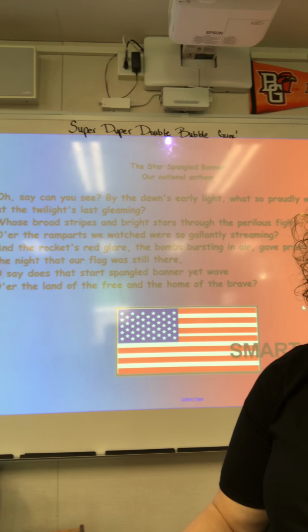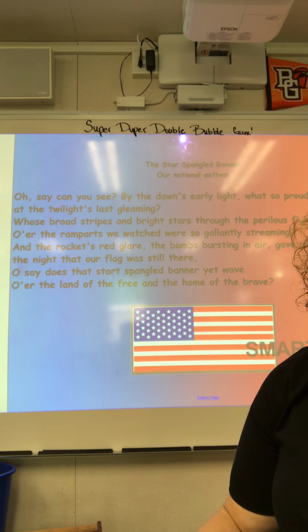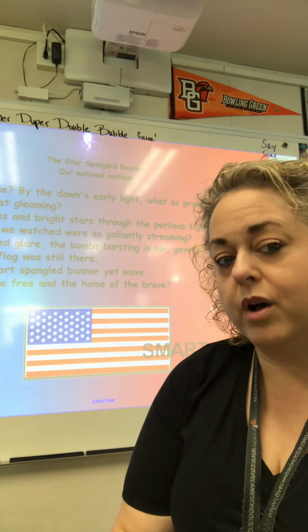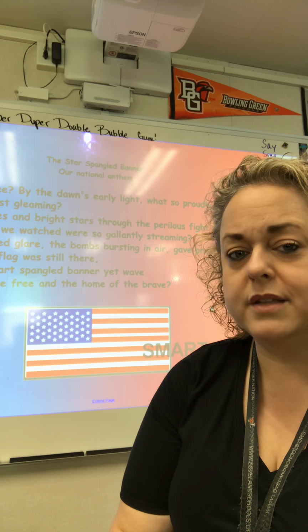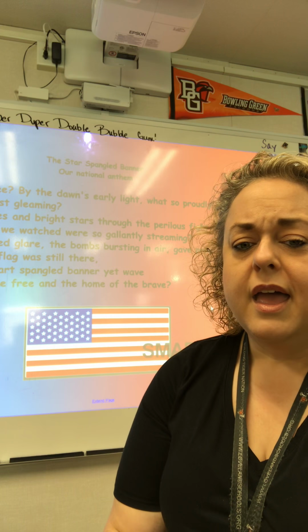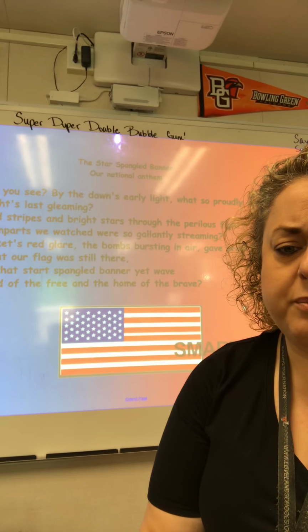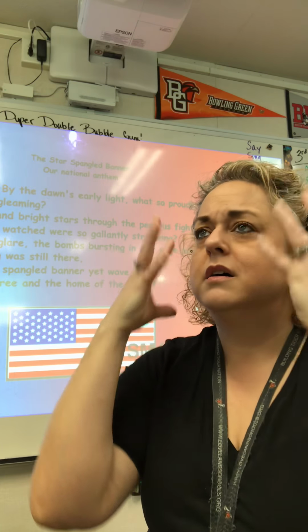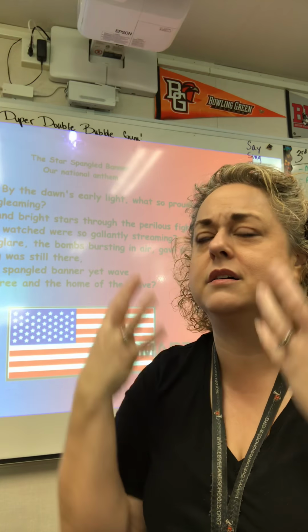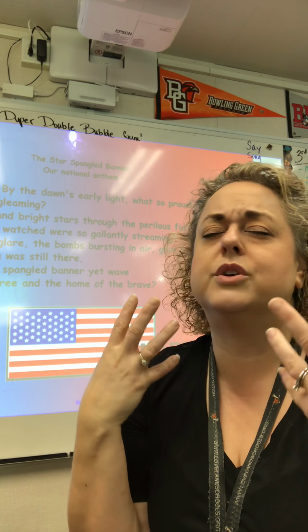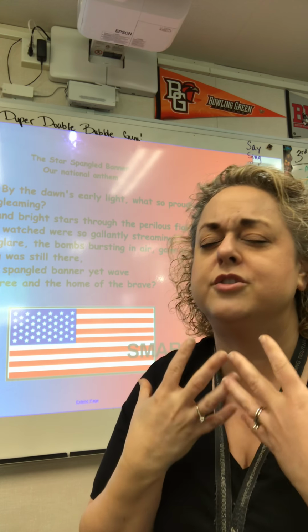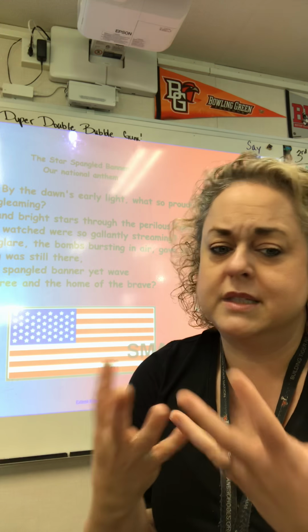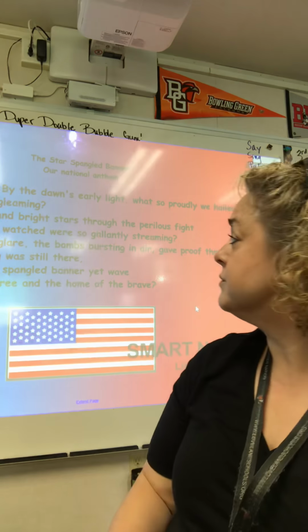The second sentence: whose broad stripes and bright stars through the perilous fight o'er the ramparts we watched were so gallantly streaming. What this means is, this thing that they put up last night had broad stripes and bright stars. And through a perilous fight, perilous means sad and, there's no good outcome. It's dangerous. I'm in peril. It's not good.